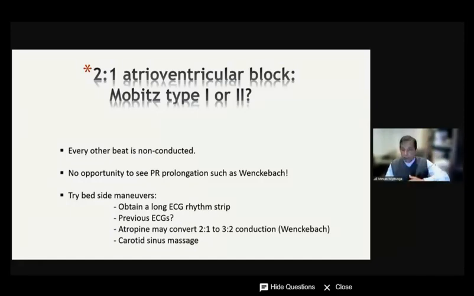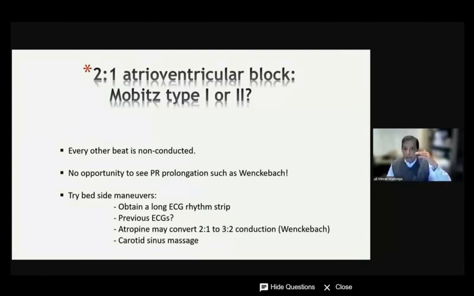But if the block is below the AV node and you give atropine, the sinus node fires faster because you took away the vagal action on the sinus node. The AV node even conducts faster, but the impulse cannot go below that. So you have more sinus P waves, and the same number may be going down, but now you have more P waves, so your block looks worse. That's why in some bradycardia scenarios, by knee-jerk reflex we say give atropine, but not always do you make it better; sometimes you make it worse. But that's a bedside maneuver to help you decide the level of block.